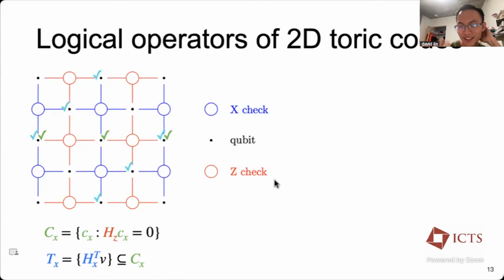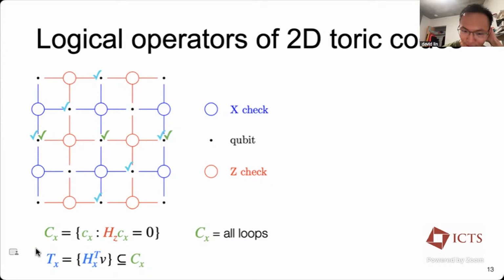If you just do more and more examples, you would begin to see that these CX are like all possible loops on this torus. For example, this green one is a loop going in the horizontal direction, and this cyan color is one that goes in the diagonal direction.